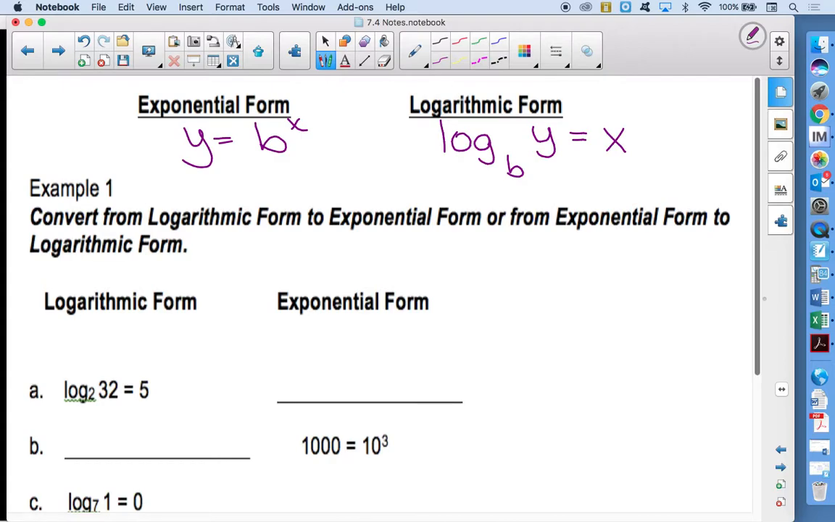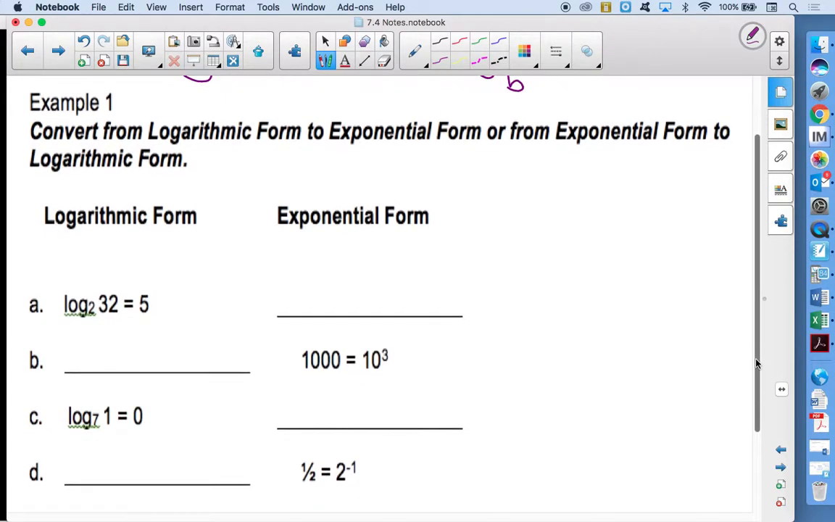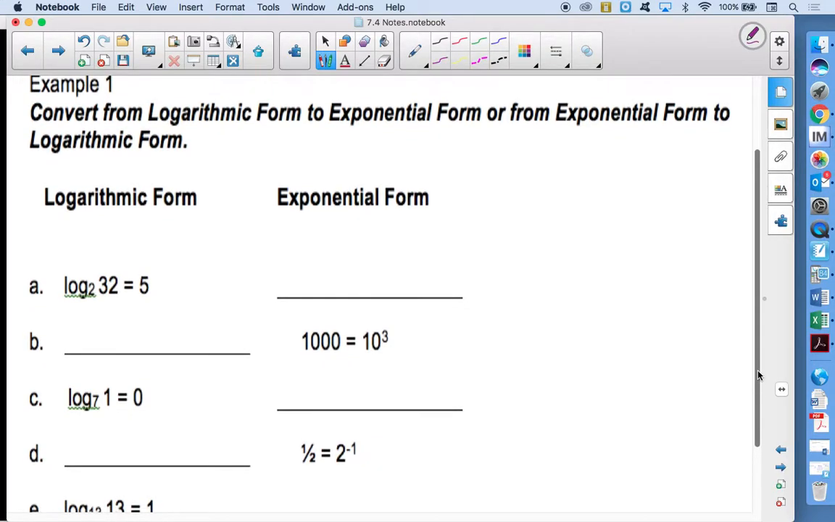So the first part of the problems that we're going to do just want us to convert from one form to the other. I'm going to write these above again. So log base b of y equals x, or y equals b to the x. So the goal is just to get you used to converting. You have a log, you want to convert it to an exponent. Or you have an exponent, you want to convert it to a log. Because that's how we're going to be solving for these.